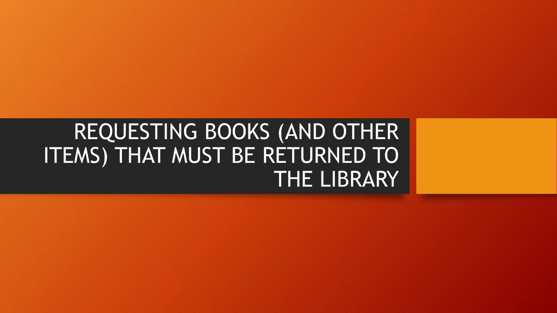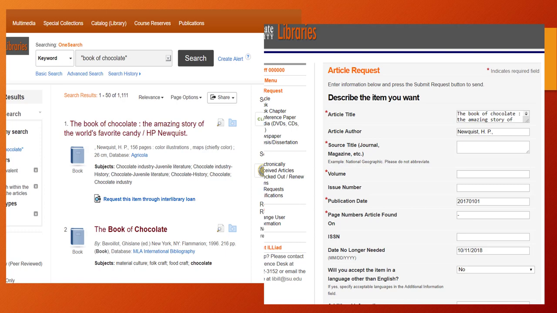While doing your research, you may find a book or another item that you borrow and return to the library, and the ISU library does not have it. This tutorial will show you how to request those items through interlibrary loan. You will need to use a blank form to request items that must be returned to the library.